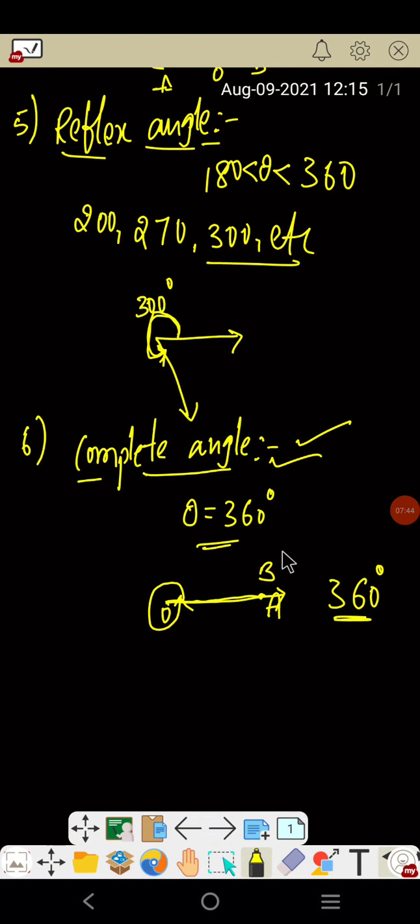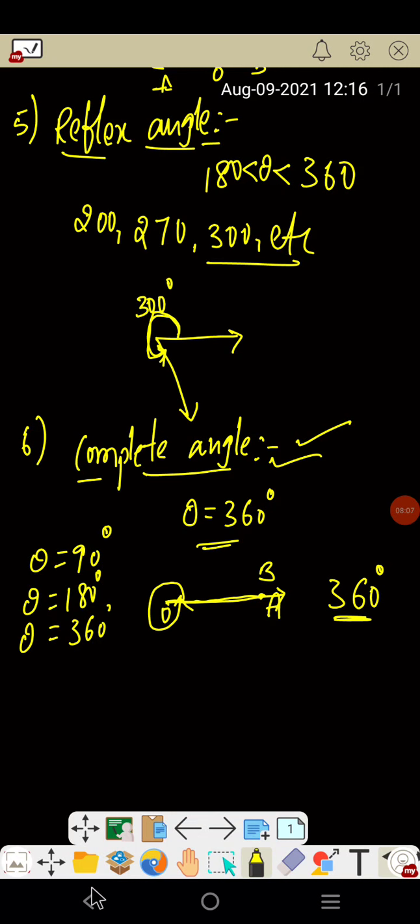A right angle means an angle whose value is exactly 90 degrees. What is a straight angle? An angle whose value is exactly 180 degrees is called a straight angle. An angle whose value is 360 degrees is called the complete angle. Is it clear? Those are the types of angles.